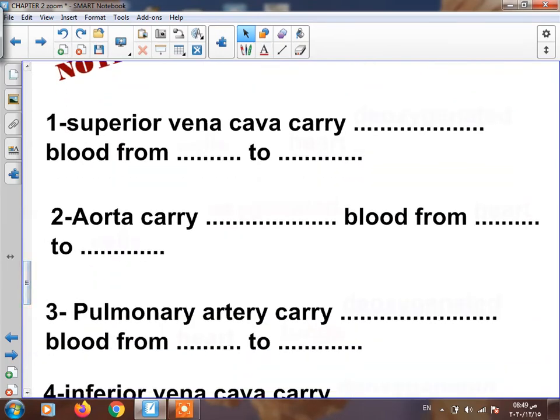Now I will ask you questions about the type of blood and its direction in some veins and arteries. Please answer with me. Superior vena cava carries oxygenated or deoxygenated blood? We said before all veins carry deoxygenated blood, except the pulmonary vein. So the superior vena cava carries deoxygenated blood. From what to what? All veins carry blood from cells to the heart.